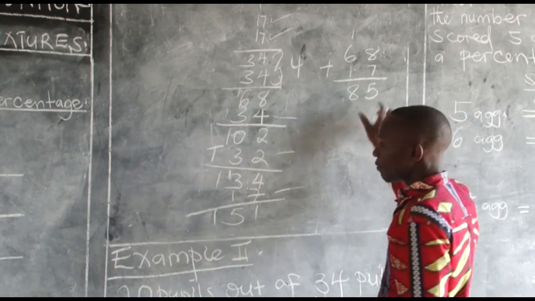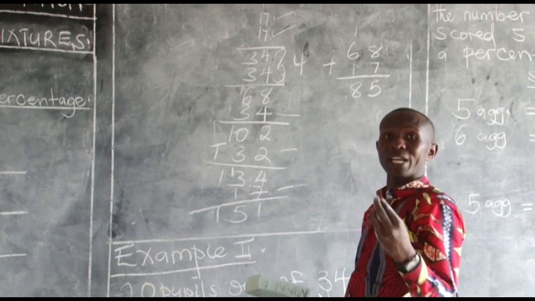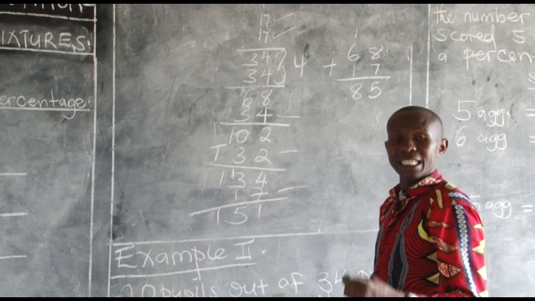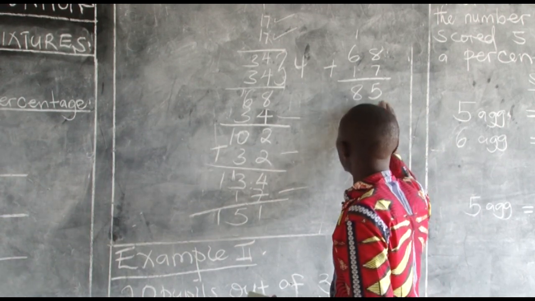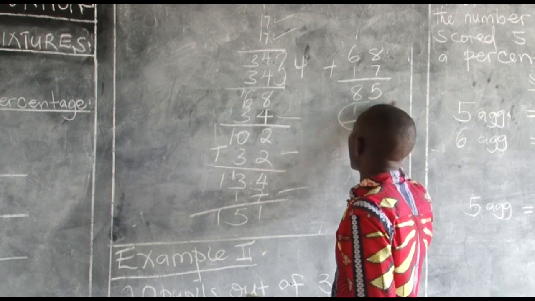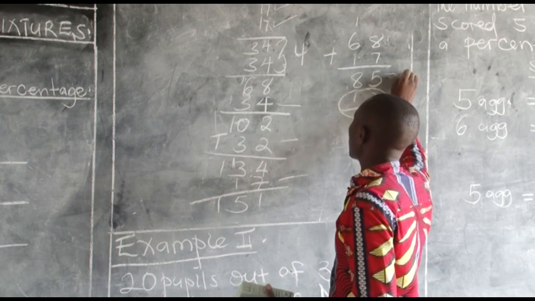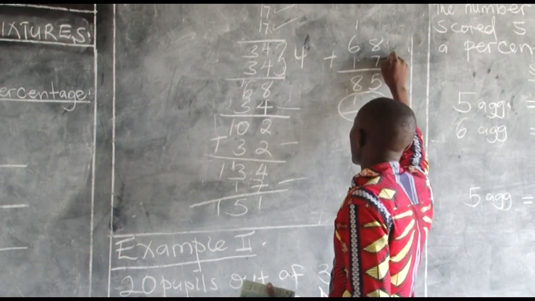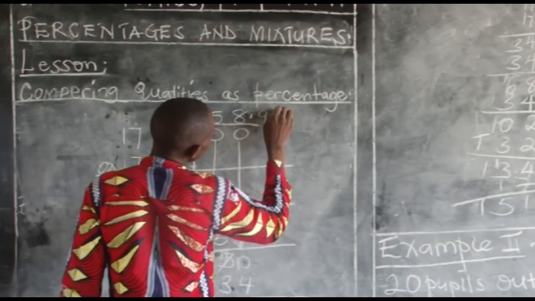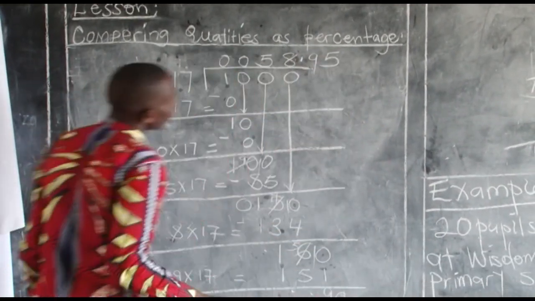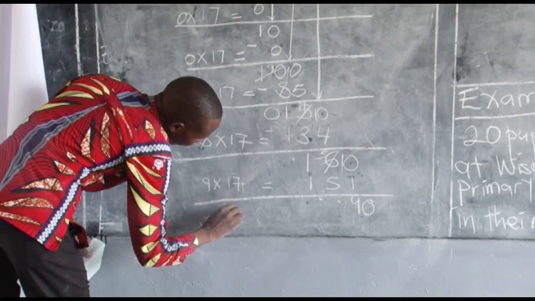So 85 is approximately 90. It is close to 90. It is too near to 90. And when we add here another 17, this number will go beyond 90, meaning that we shall stop here. And how many groups are these? Here there are 4, plus this one group, there are 5. So we shall say there are 5 groups. Then from there, I will say 5 times 17.